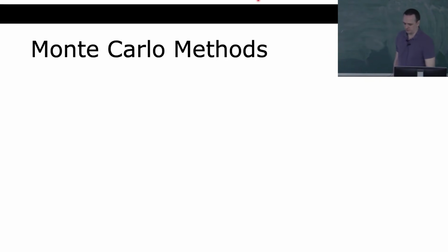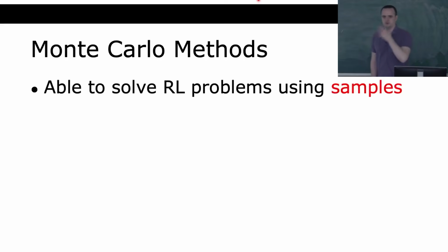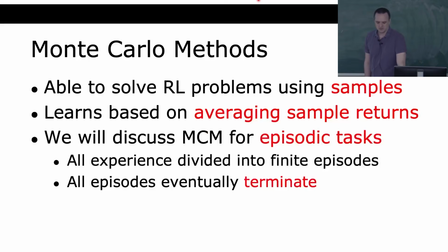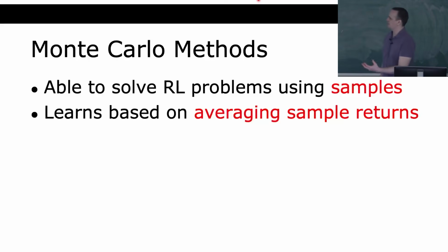So when it comes to reinforcement learning, we're going to use samples to try and guess the values for reinforcement learning problems. And so it learns based on averaging sample returns. So we're going to take a bunch of samples and then we're going to average those. Now again, I say average here, but we could use any of the update rules that we've talked about, whether it's averaging or fixed step alpha or whatever.